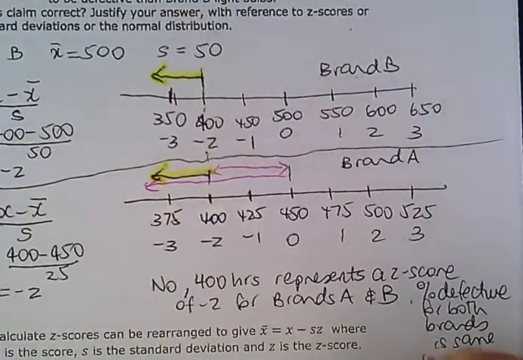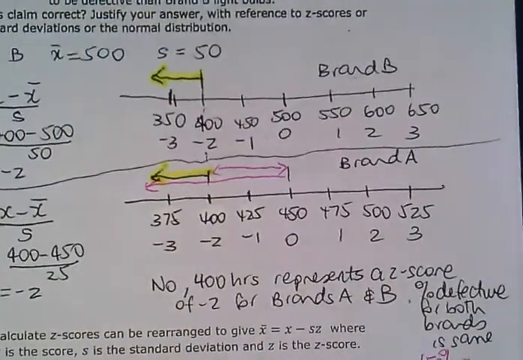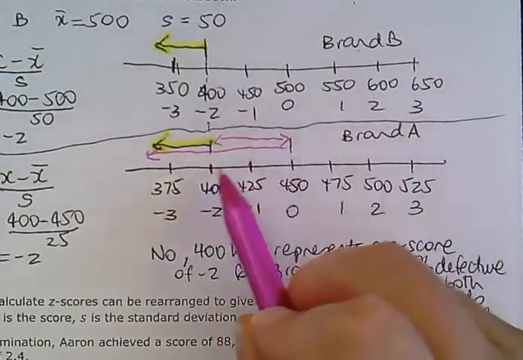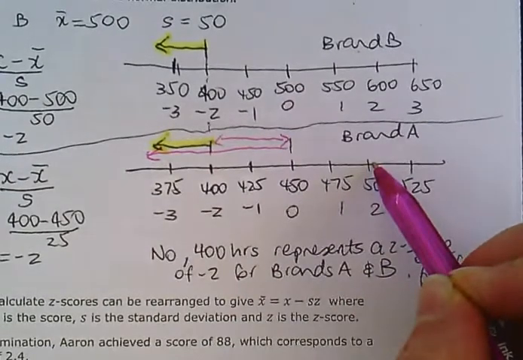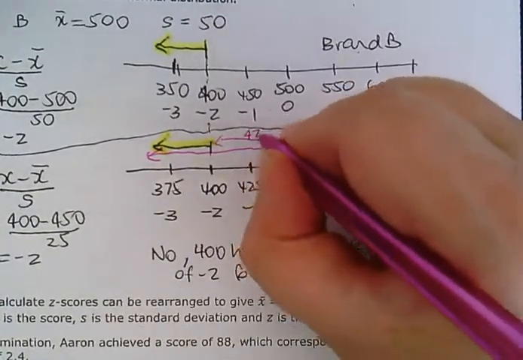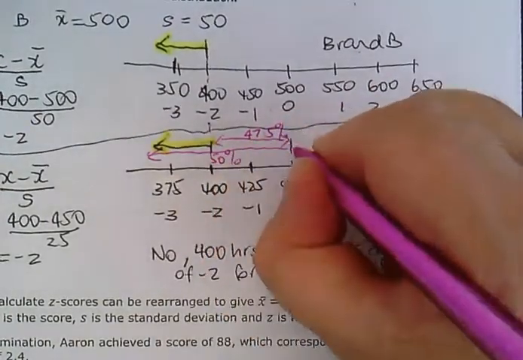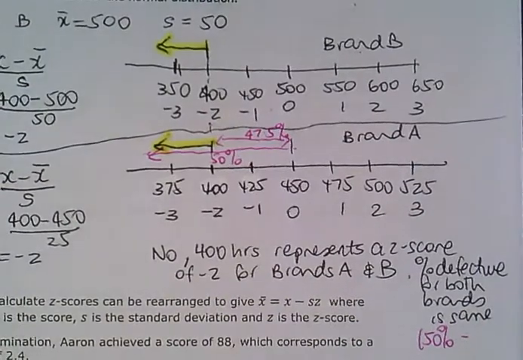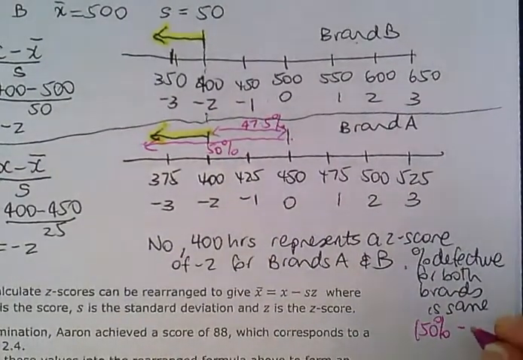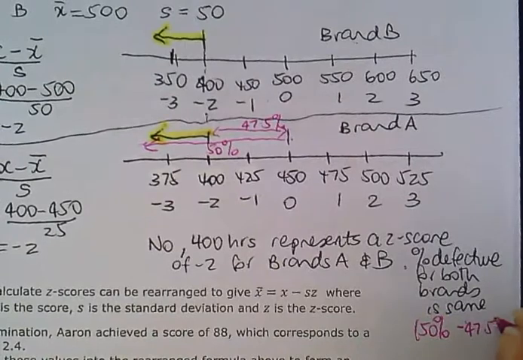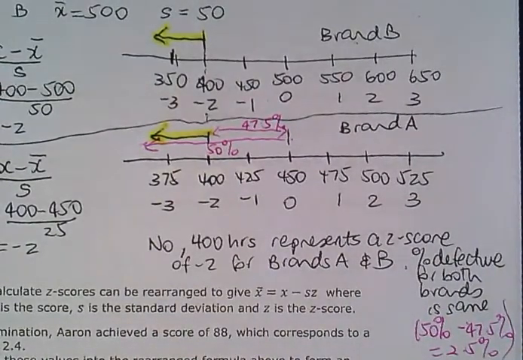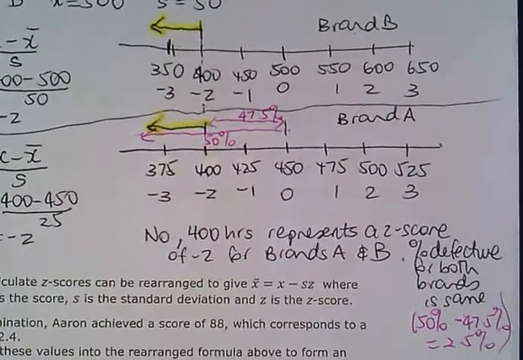So the percentage defective is actually 50% minus, do you know what percentage from -2 to 2? What's that number? No, 95%. The three numbers are 68%, 95%. So this bit here, half of that is 47.5%. Halfway down is 50%. So the percentage defective for both brands will be 50% minus 47.5%, which is 2.5%. So both brands have the same percentage that will be defective.